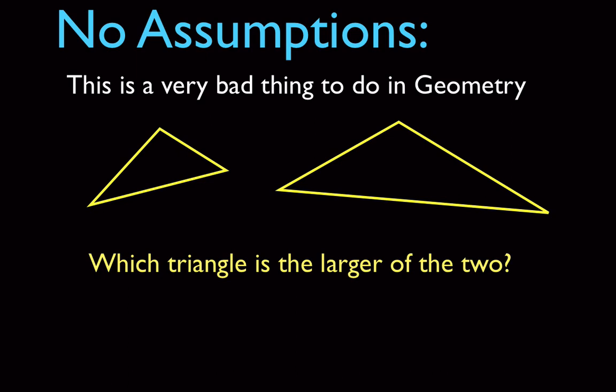Okay, so what we don't do is we don't assume that size is relative. In this example, 7, 9, and 12, 60, 100, and 130. We don't assume that the shape is larger or smaller based on what appears.